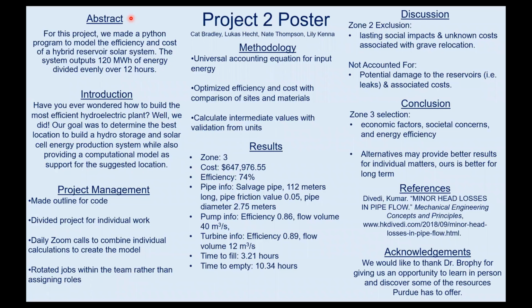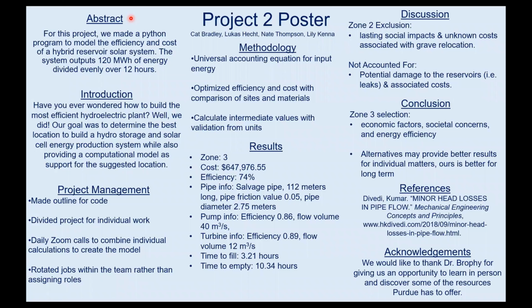This is our Project 2 poster, and we are Team 75. For this project, we made a Python program to model the efficiency and cost of a hybrid reservoir solar system. The system outputs 120 megawatt hours of energy divided evenly over 12 hours.